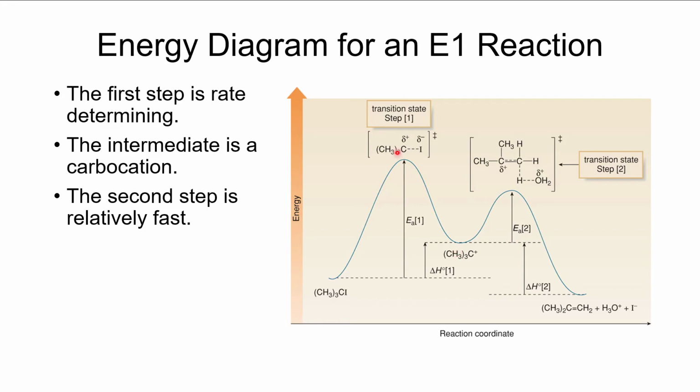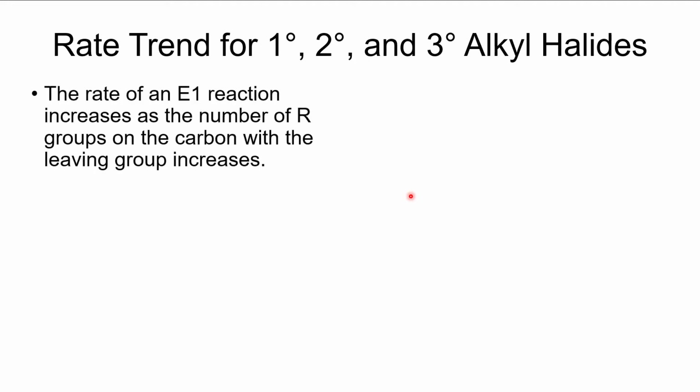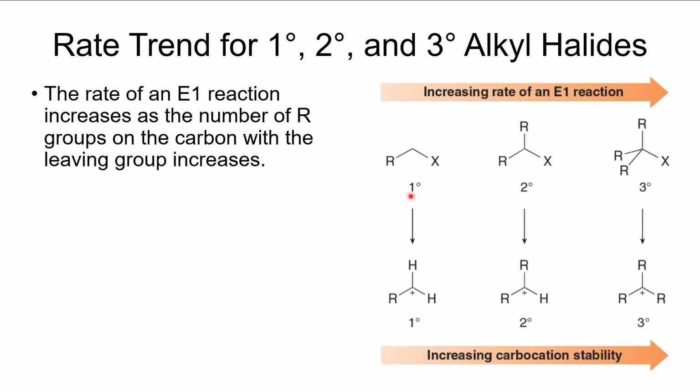So we do want to be able to look at the transition states for both the first and the second step, but the first step is going to be the important one because it is the rate determining step. The rate trend for primary, secondary, and tertiary alkyl halides with respect to the E1 reaction is that we will find that the rate will increase as we increase the number of alkyl groups on the alkyl halide. So tertiary faster than secondary, faster than primary.